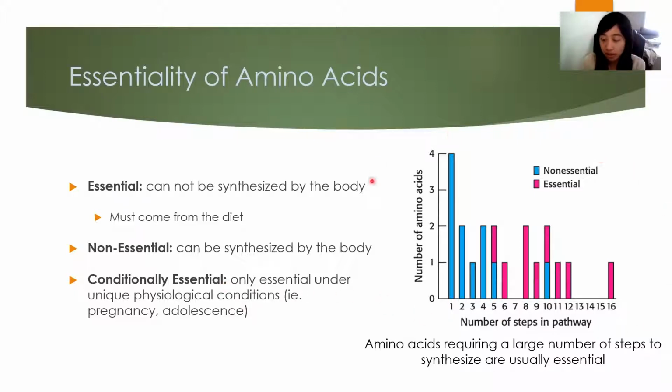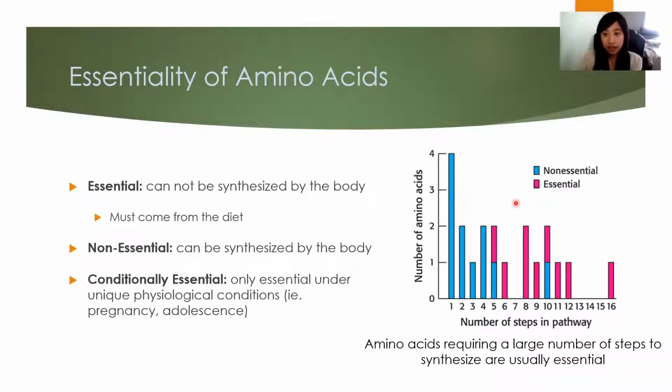So here is a graph showing the number of steps in the pathway to produce non-essential and essential amino acids. As you can see, most non-essential amino acids require few steps, and most essential amino acids require many steps in order to produce. So why is that?